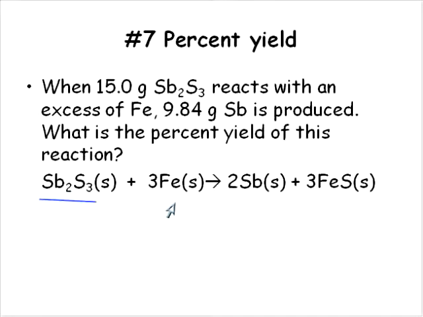And then we produce antimony. So what is the percent yield of this reaction? First thing we have to do is use this Sb2S3 reagent, and see, if it's all used up, how much antimony it produced. We need to calculate the theoretical yield. Once we get the theoretical yield, we can use the actual yield. This is the actual yield. You can put it on pause.